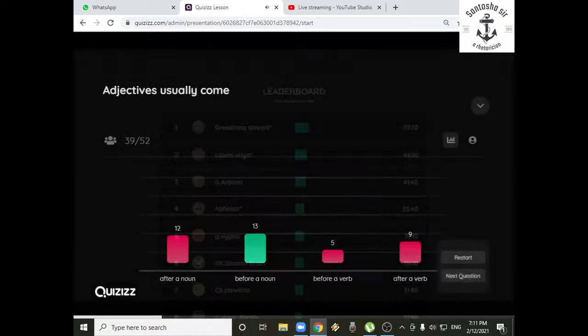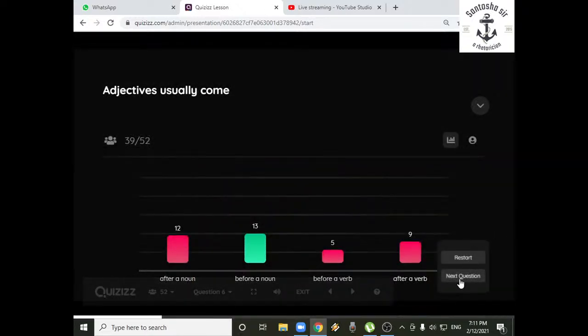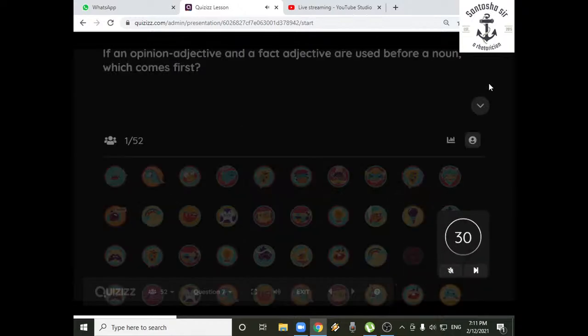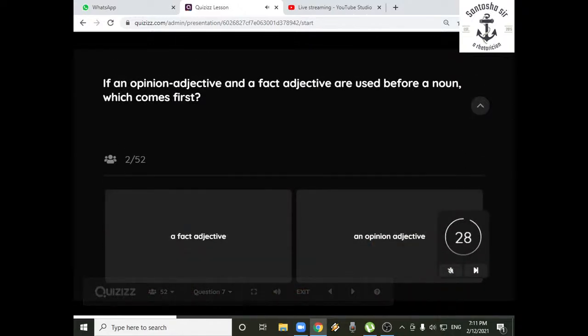Third and sixth positions were replaced, and 13 members answered it correctly. So moving on to the next question, question number 7. If an opinion adjective and a fact adjective are used before a noun, which comes first?